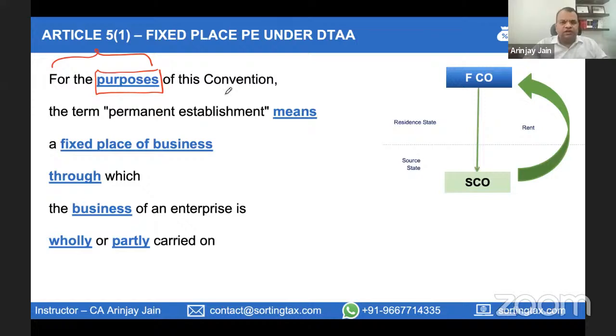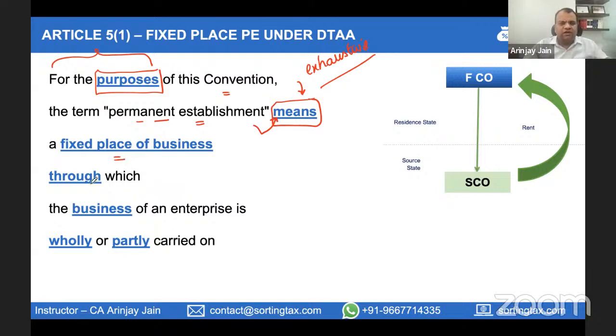For the purposes of this convention, the term permanent establishment means. Now, in any definition, wherever the word used is "means", the definition is something which is called an exhaustive definition. In other words, what is mentioned in that clause is the meaning of that particular term. So here, since the permanent establishment is qualified by the word means, the definition given here is an exhaustive definition.